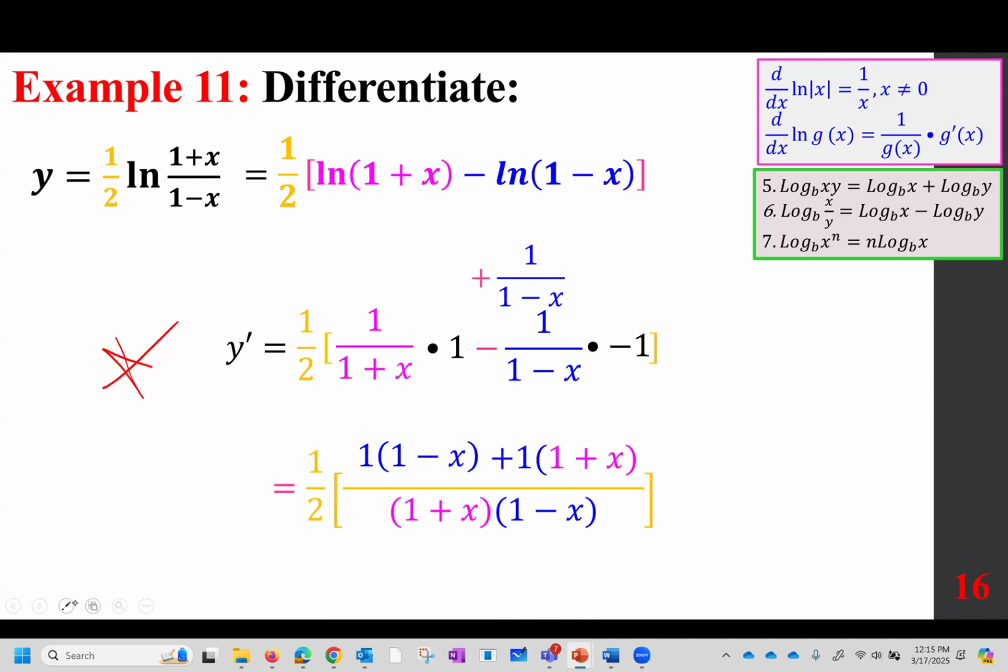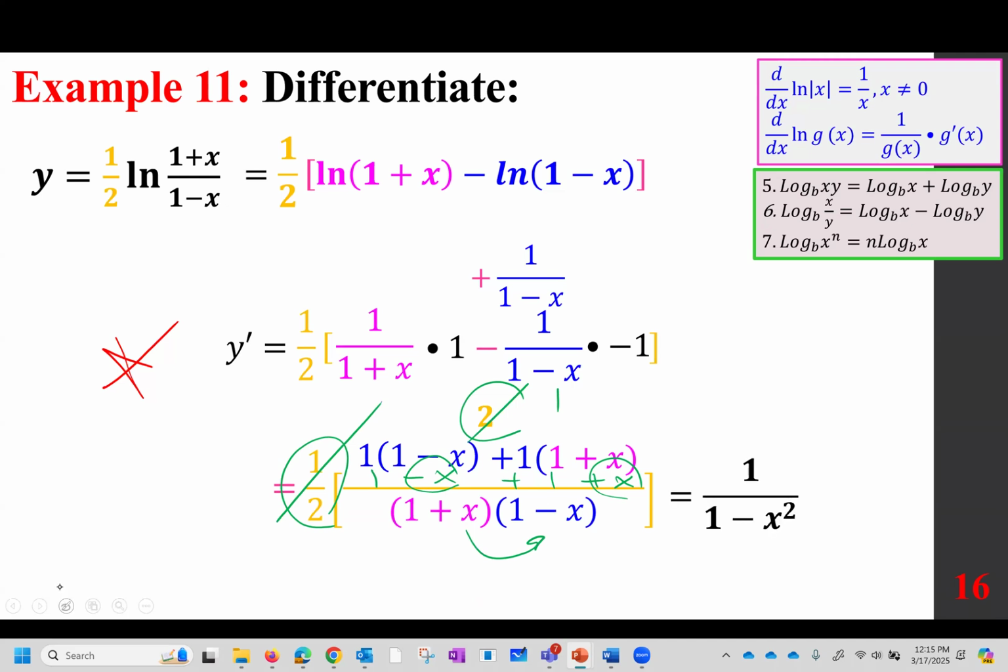And now if we simplify the numerator, this becomes 1 minus x plus 1 plus x. X and minus x cancel each other. You get 2. 2 and 1/2 cancel each other. You get 1. These two, their product is 1 minus x squared. So the final answer is 1 over 1 minus x squared.